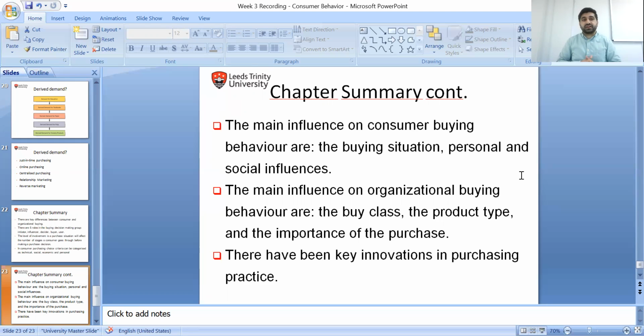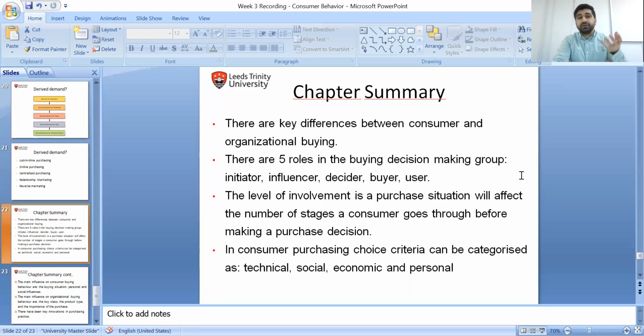And then at the end we discussed derived demand, how demand is raised. So this was week number 3.